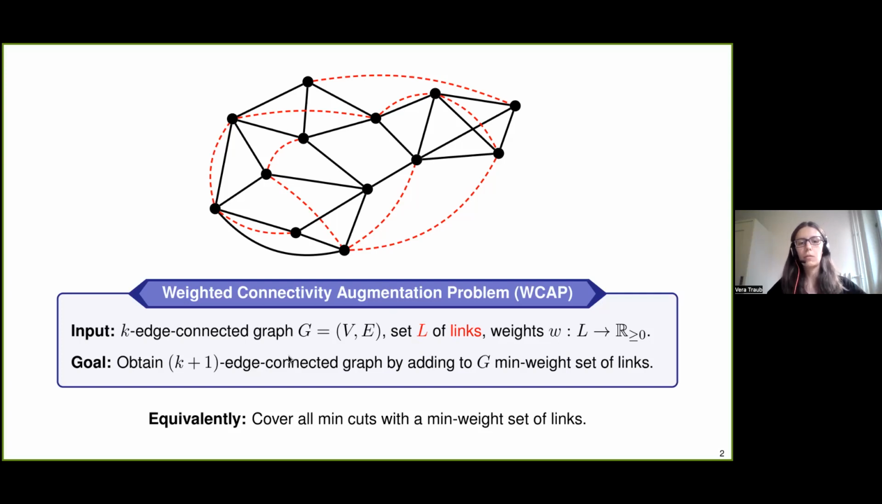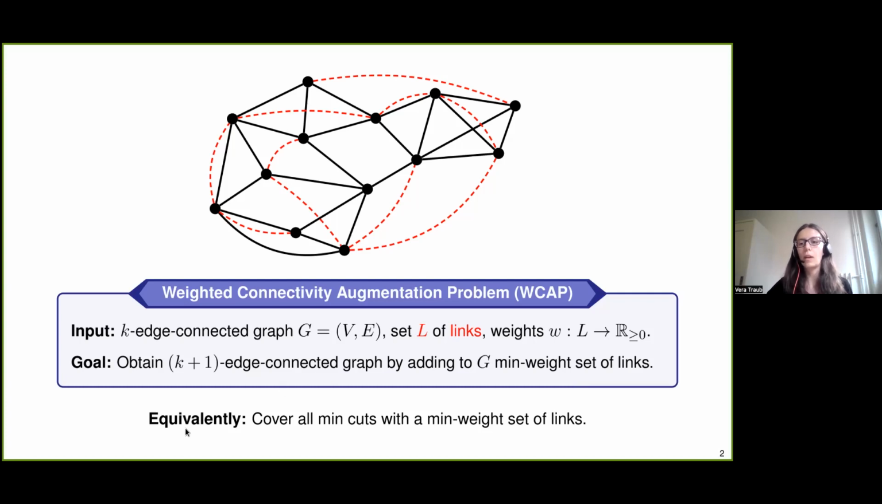Now, our goal in weighted connectivity augmentation is to increase the edge connectivity of this graph G by 1 unit. So we want to make this graph G k+1 edge connected by adding a subset of these links to the graph G. And we want to do that in the cheapest possible way, which means we want to choose a minimum weight set of links that we can add to our graph G in order to increase the edge connectivity by 1. So in order to make this graph k+1 edge connected.